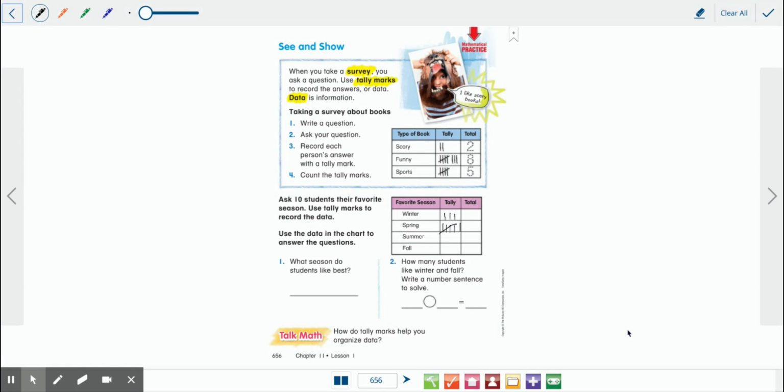Summer. Let's say 5 friends liked summer. 1, 2, 3, 4, and I cross for 5. And 2 friends chose fall. 1, 2. So now you're going to count your tallies and put the total number on the side. Let's have you do that, and then you can check and see if you match mine.